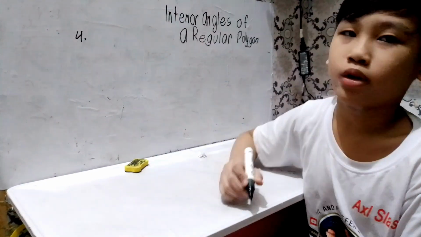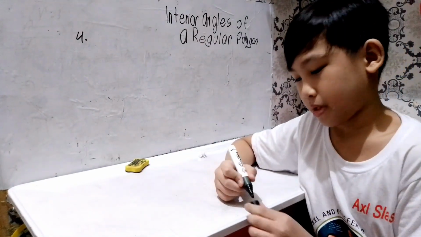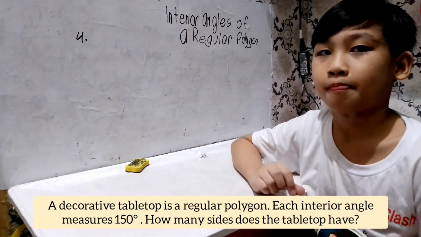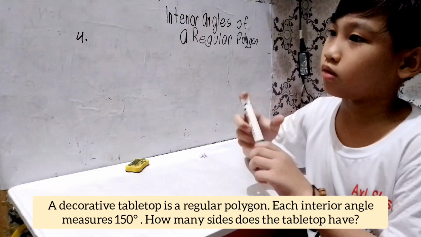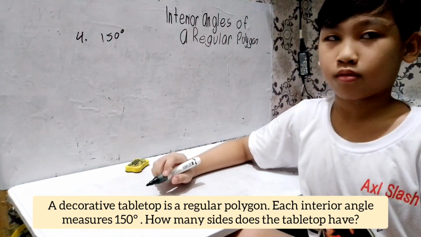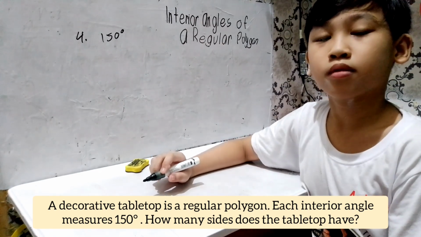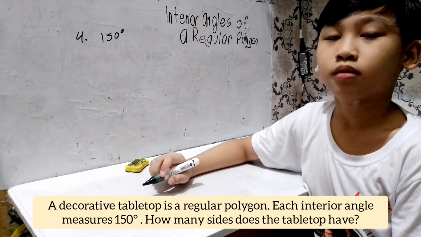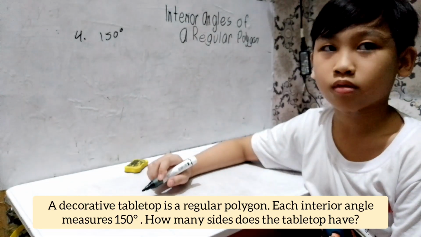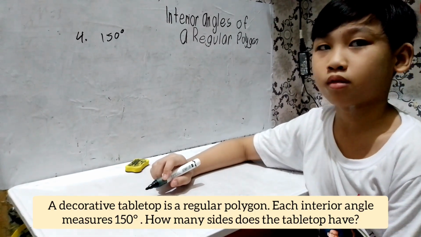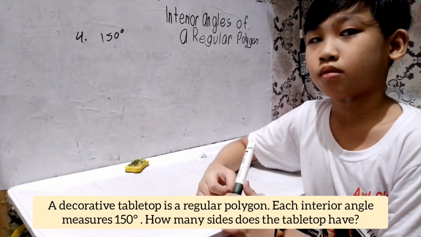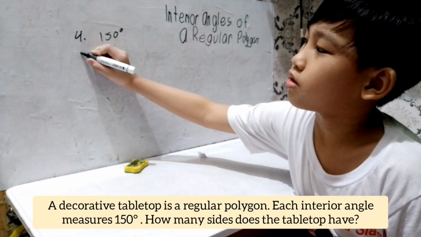So, next. A decorative tabletop is a regular polygon. Each interior angle measures 150 degrees. How many sides does the table have? This is the same as the previous example. You have to find the number of sides or angles of the polygon. Again, a decorative tabletop is a regular polygon. Each interior angle measures 150 degrees. How many sides does the table's top have?